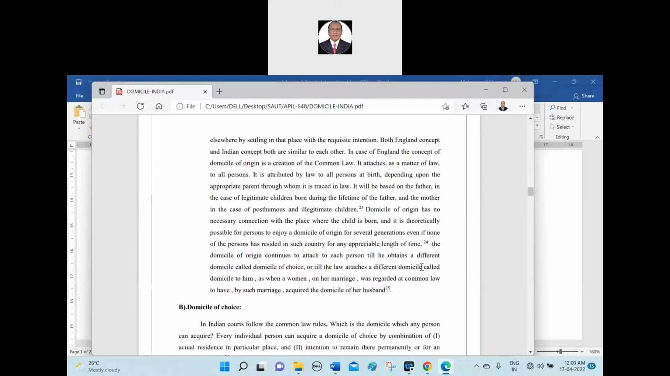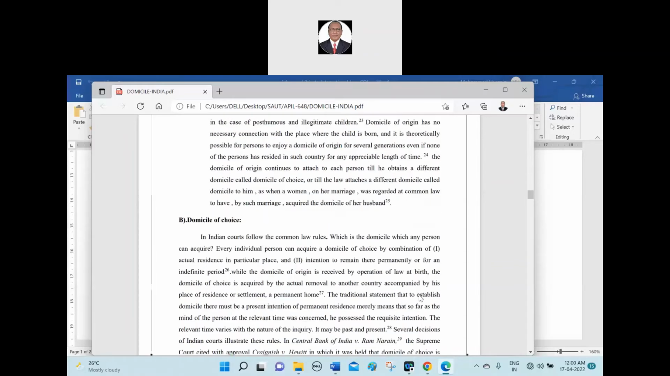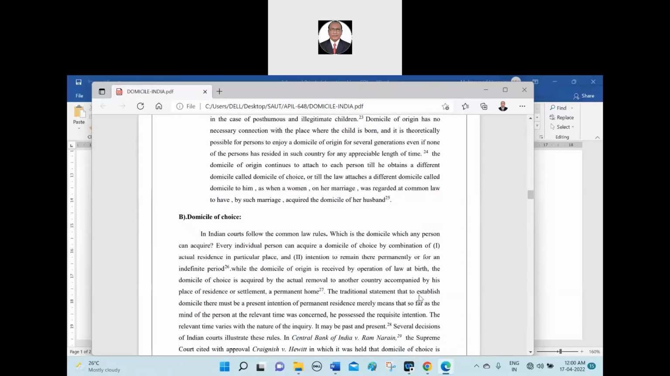Yes, till the law attaches to him a different domicile called the domicile of choice, and as when a woman's marriage was regarded at common law to have, by such marriage, acquired the domicile of her husband. Suppose a woman got married over there. At that time, what domicile will she acquire? Yes.